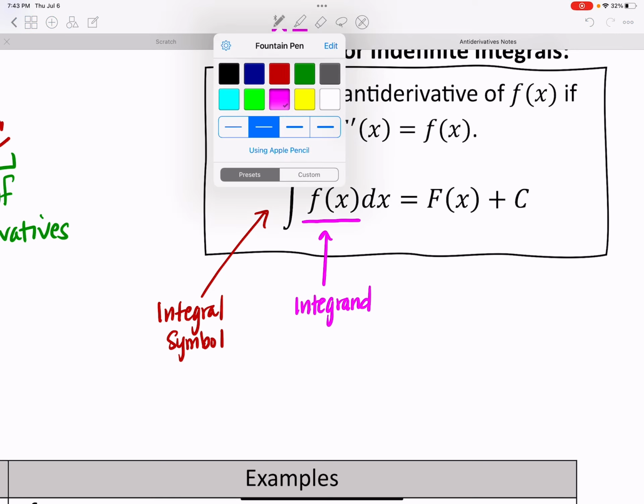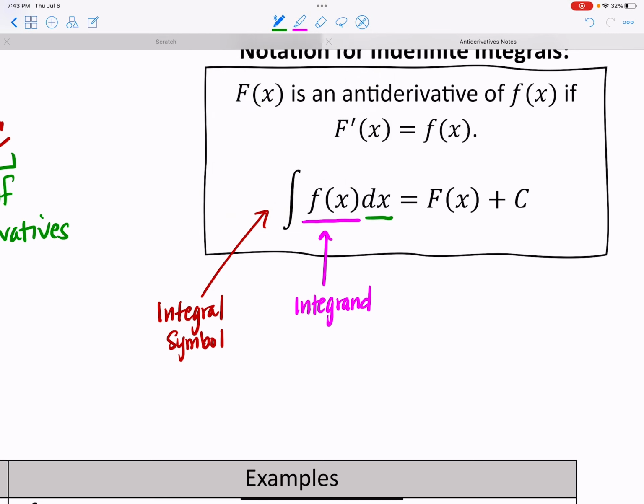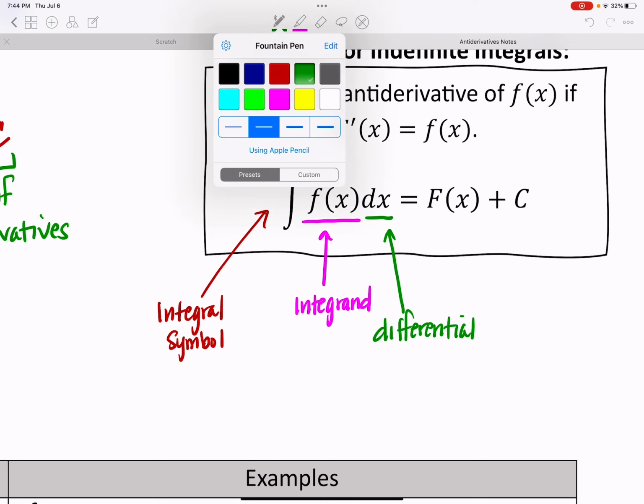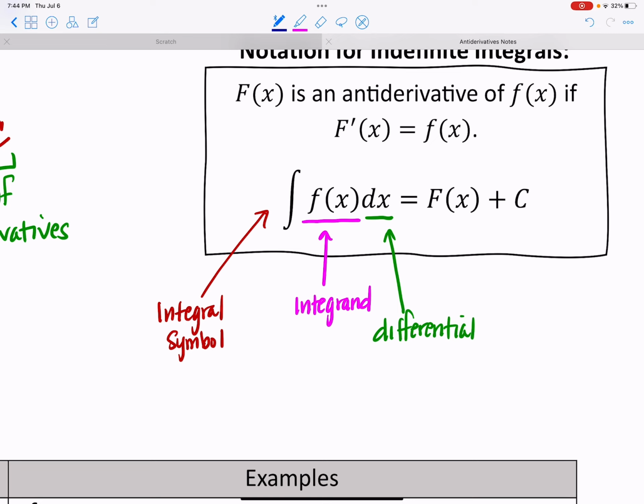And then this part here, this dx, again, that's just telling us that we differentiated that function. That derivative was taken with respect to x. So we're going to call that the differential. Okay, and then this whole thing over here is our antiderivative. Technically, it's a family of them. So that's our antiderivative, or that's the result of our integration.